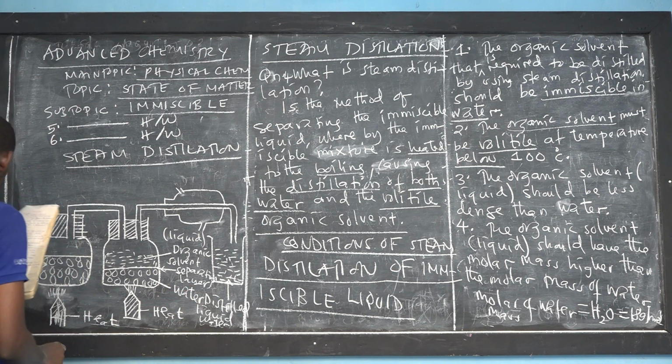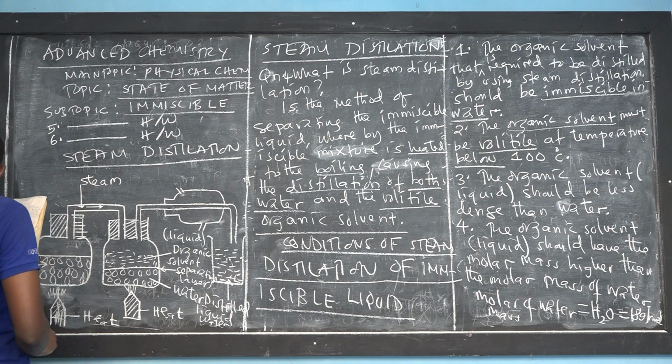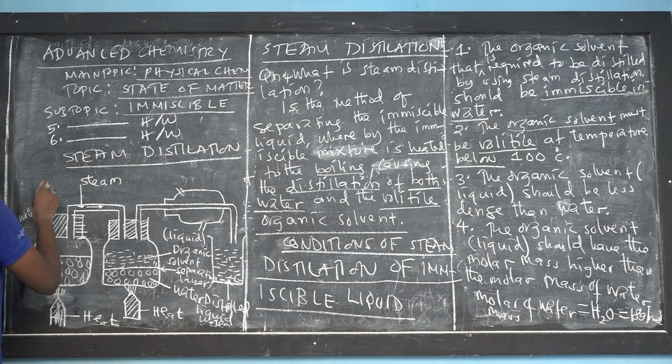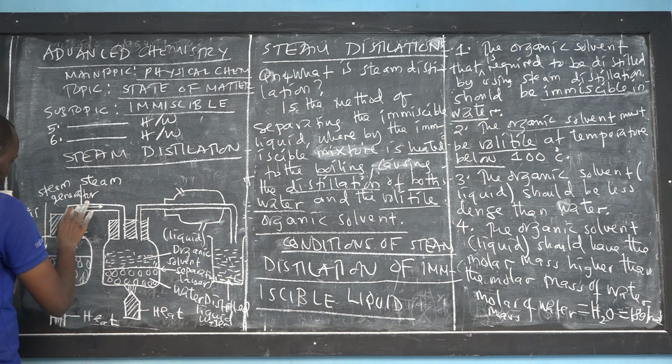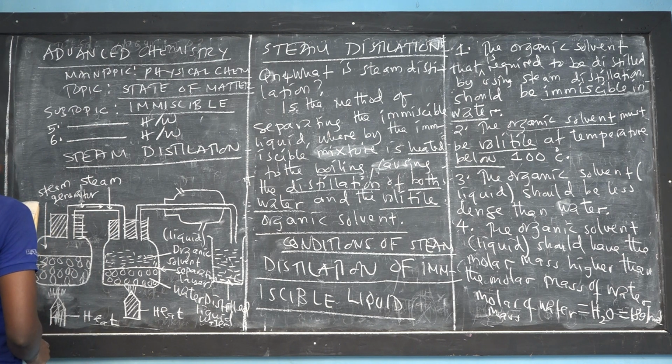Again, here we have what? Here we have steam. In this pipe, we have steam. And this is water, and this we call the steam generator. So in this diagram, the conical flask is called the steam generator. This is steam. The steam generator contains impure water.